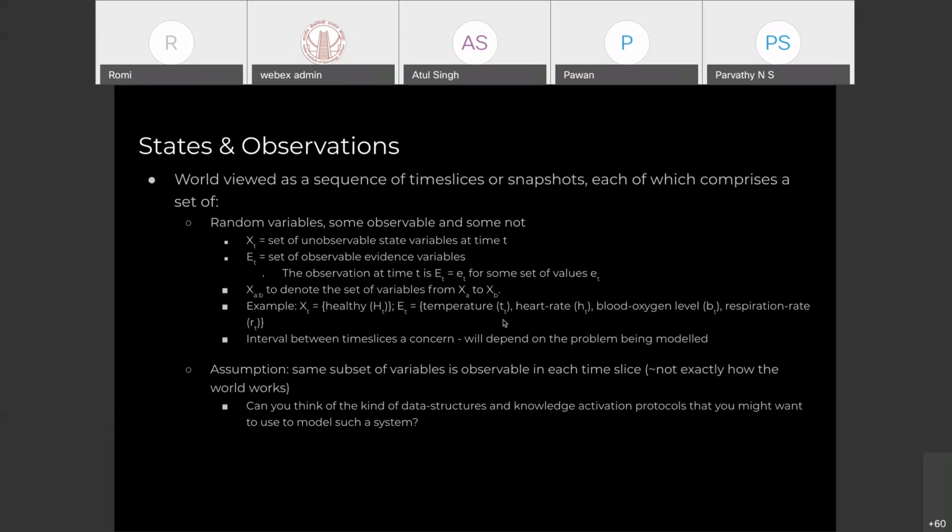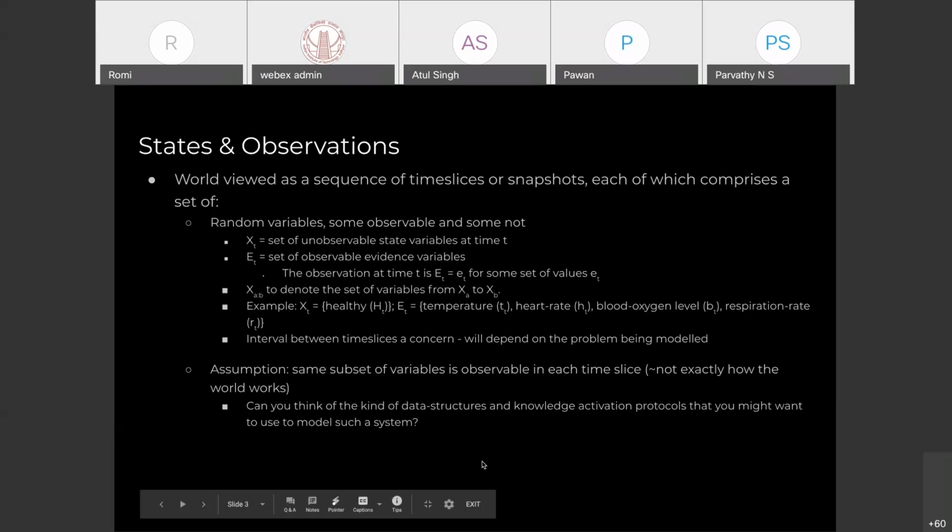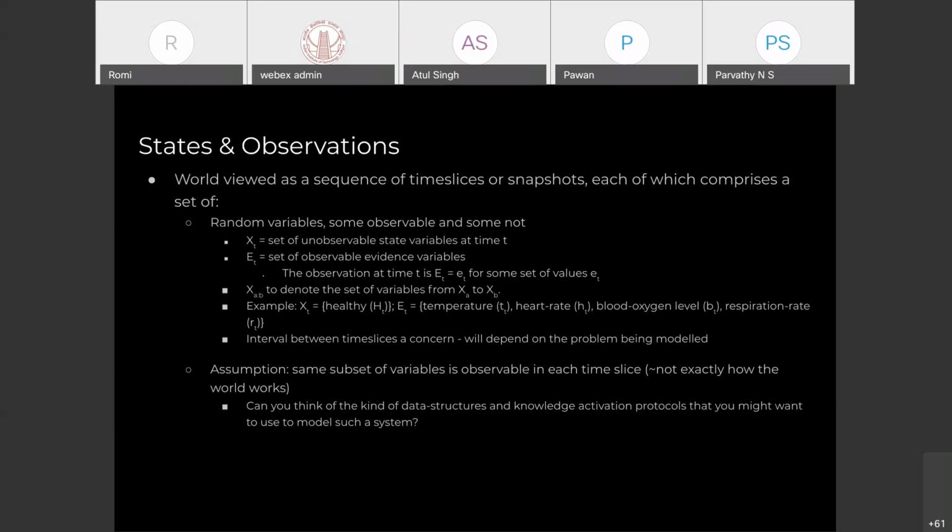Fine. So now, for ease of our modeling purposes, we consider that the same set of variables are observable at each time slice. That means if I want to observe a person as healthy, I will keep considering all these different parameters at the same time: temperature, heart rate, blood oxygen, respiration rate, blood pressure. I consider all of them together. But that is not exactly how the real world works, or at times it may not be necessary to actually count each of these variables. Fine, but for ease of modeling, we'll consider them all.